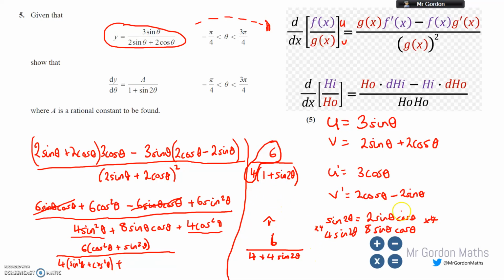6 over 4. So I've got no way to write this. Sorry about this. I'll put it up here. A equals 6 over 4, which can be simplified to 3 over 2, for no good reason apart from it looks nice. Okay, there we go.